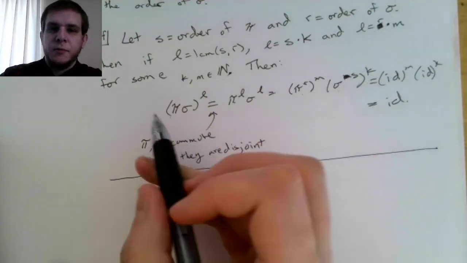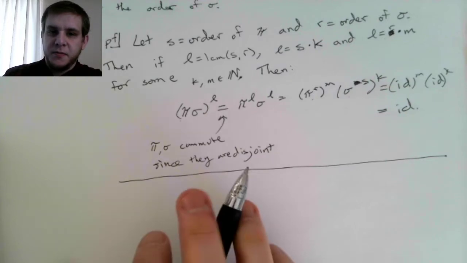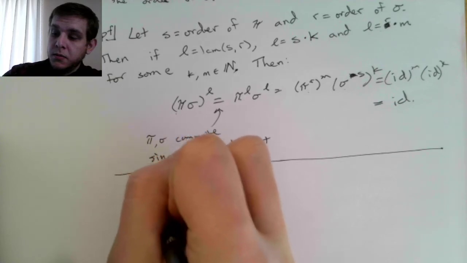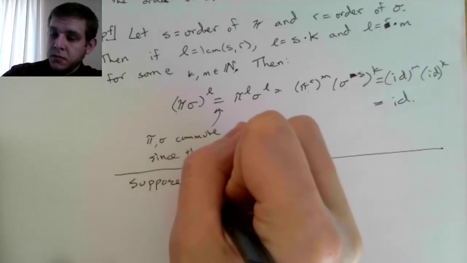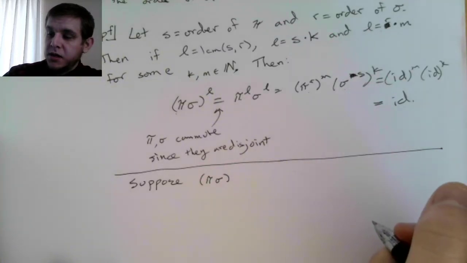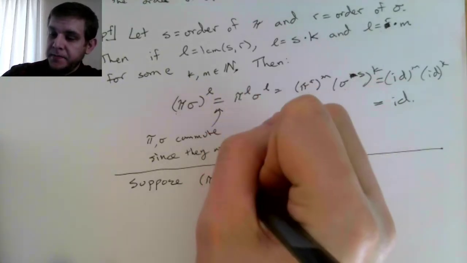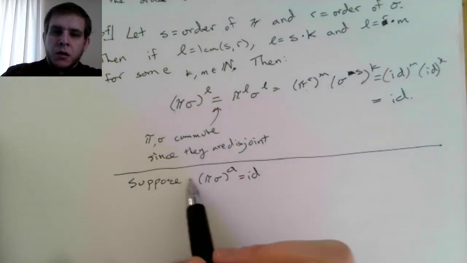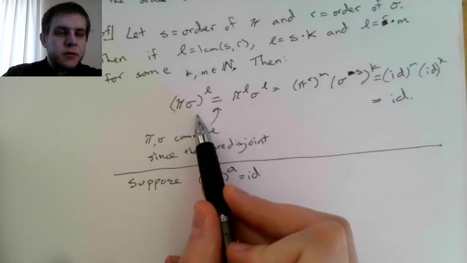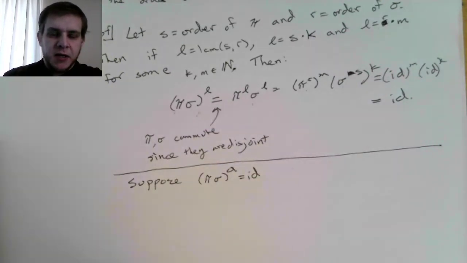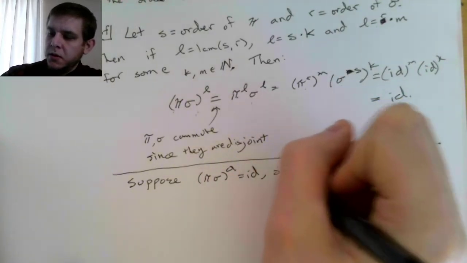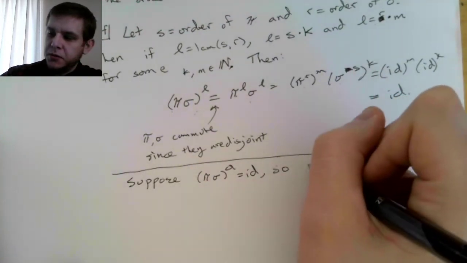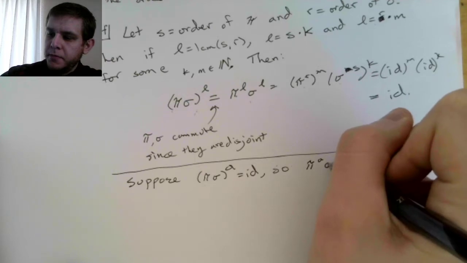So how do I do this? Well, I want to assume that I have some power of pi sigma that's equal to the identity. Let's think of another letter name, A. Well, in this part of the computation, I didn't use the fact that L was this least common multiple of S and R. So I can still split this power of pi sigma up into pi to the A, sigma to the A.